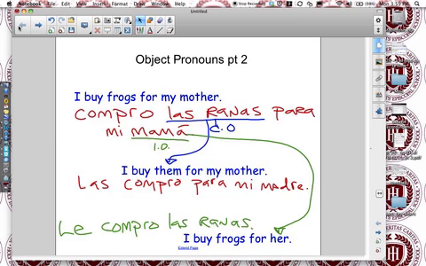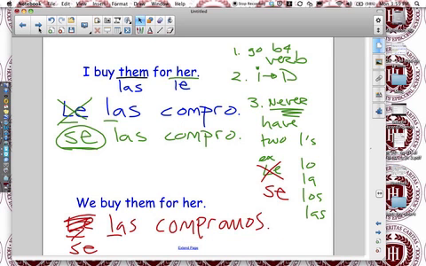But to review the new info, double object pronouns, we know that they always go before the verb. We know that the order will always be indirect object pronoun goes before direct. And we know that we will never have two L's: le lo, le la, le los, le las. If we do, the le goes away and becomes instead se.